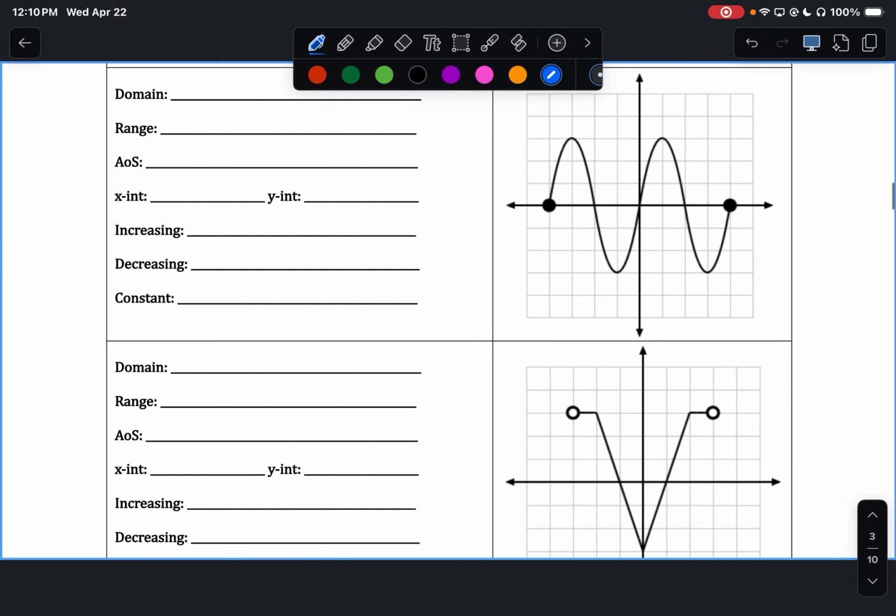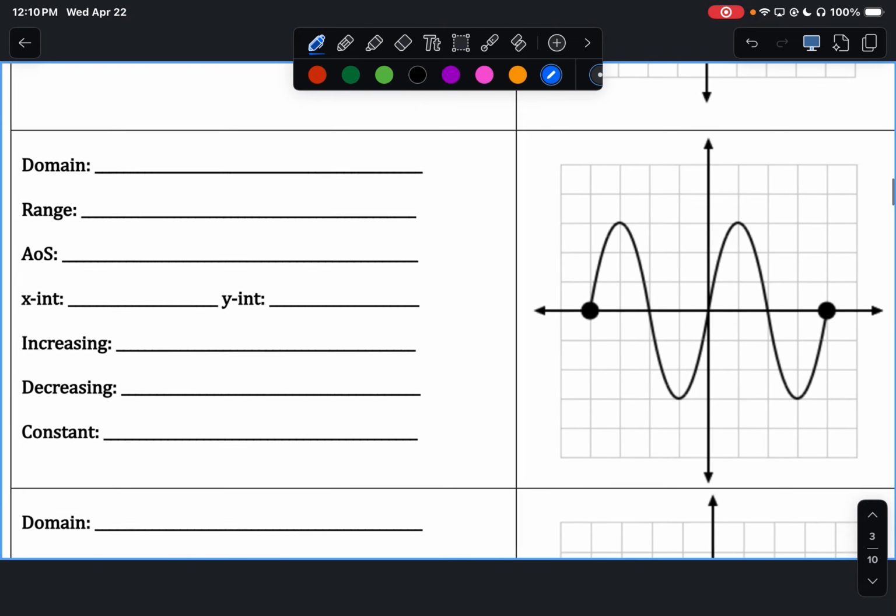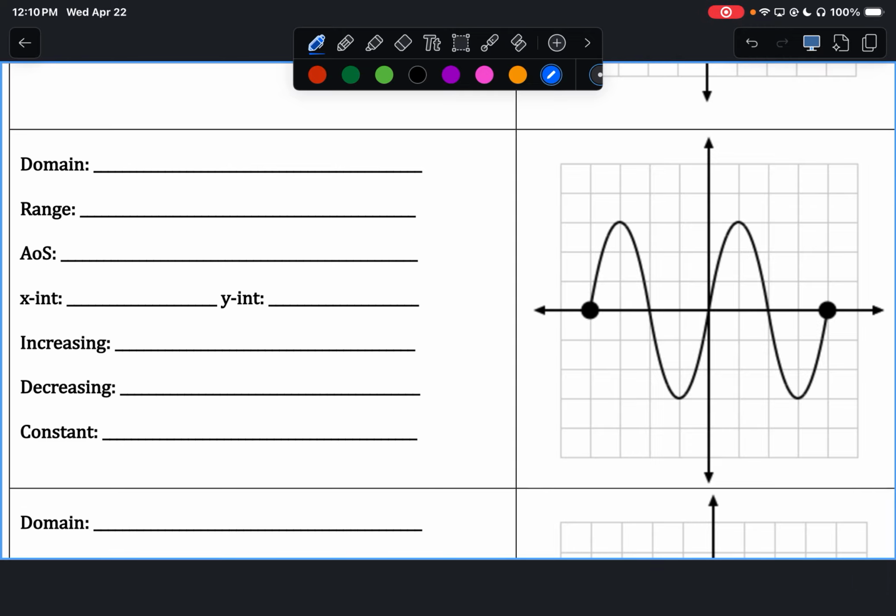Both of these are a little weird looking, so we're going to go ahead and start with this question here. What is the domain of this graph? -4 to +4. Parentheses or brackets? Brackets on both sides, because both sides have closed circles. All right, what is our range? -3 to +3. Parentheses or brackets? Brackets. Is that graph symmetric?